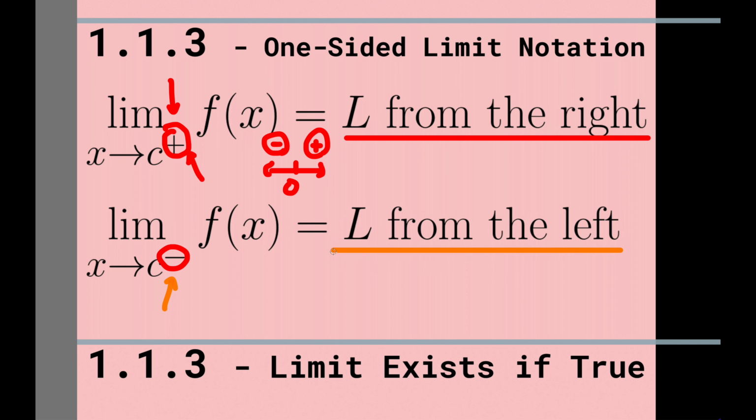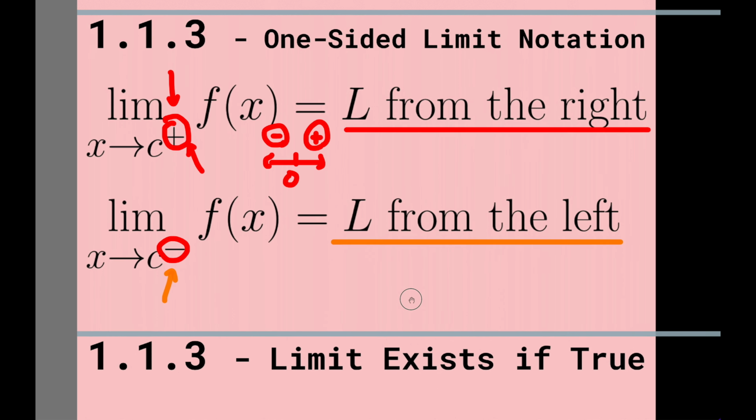You don't need to worry about the limits matching on both sides because it's just one-sided. There isn't both sides to deal with. That's why I said it's like regular limits, only it's half the work, which is nice.